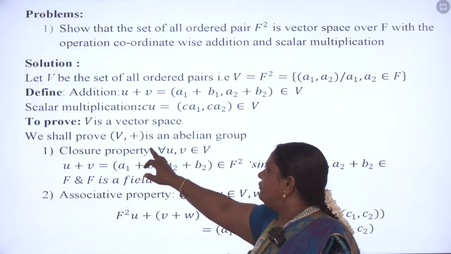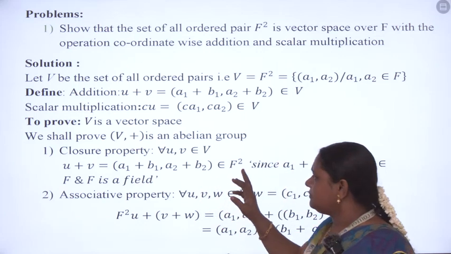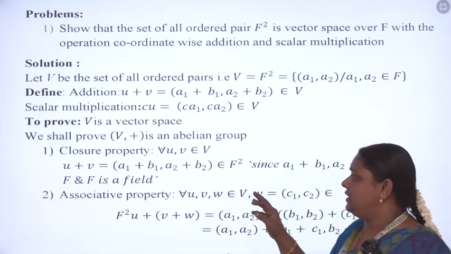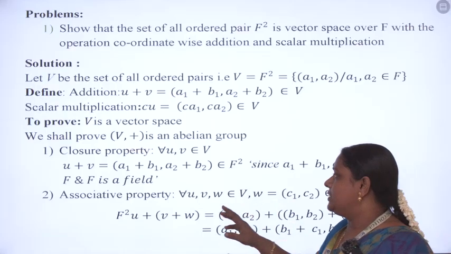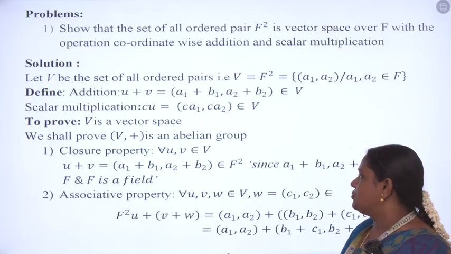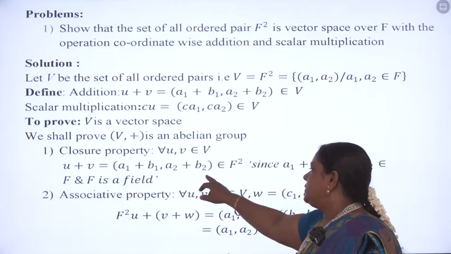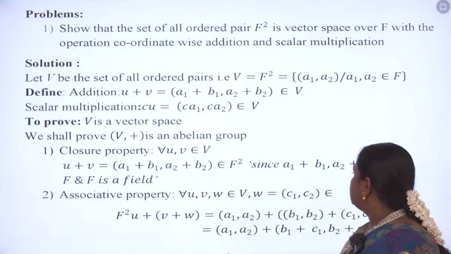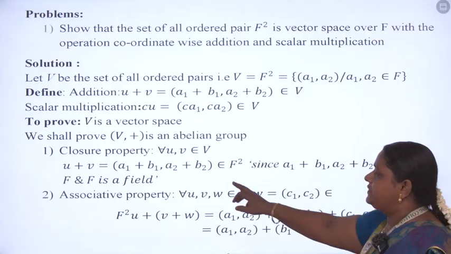We shall prove V, plus, is an abelian group. Abelian group means A into B equal to B into A, or A plus B equal to B plus A, under addition, and that is under multiplication. First one is the closure property. For all u, v belongs to V, u plus v equals (a1 + b1, a2 + b2) belongs to F². Since (a1 + b1, a2 + b2) belongs to F, F is a field.